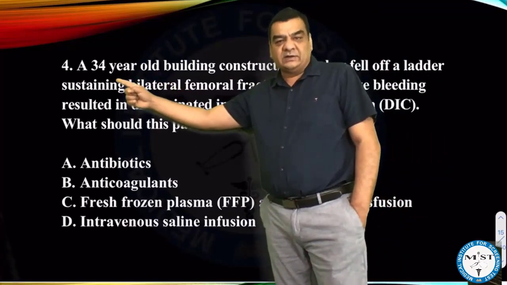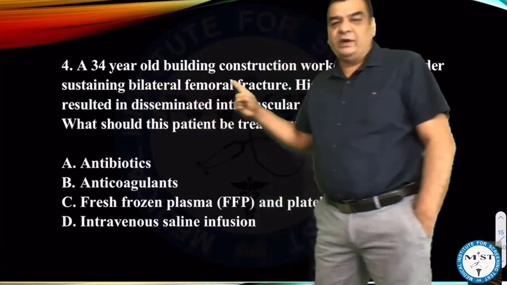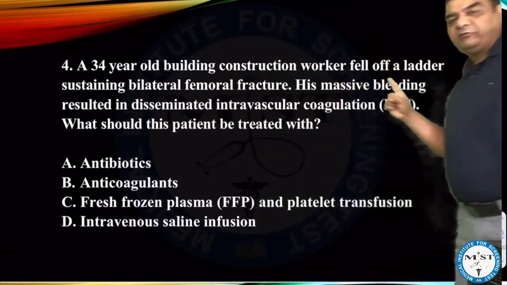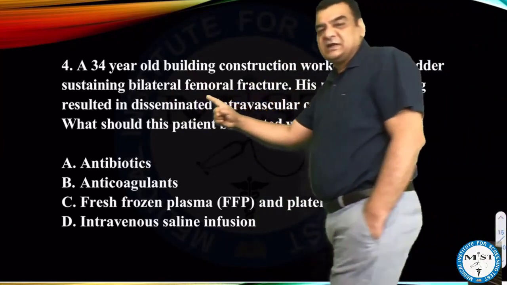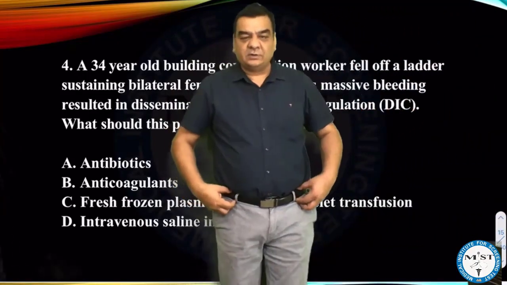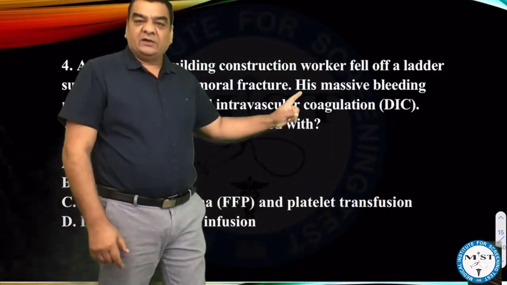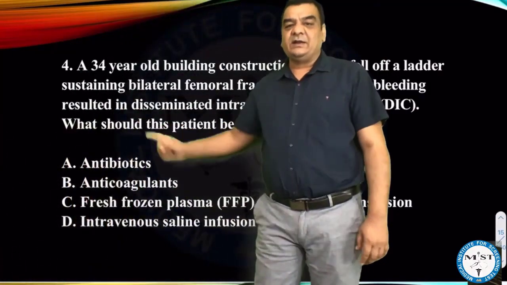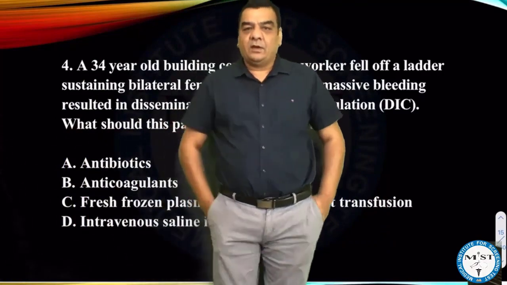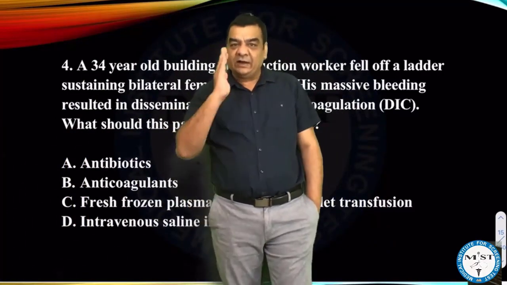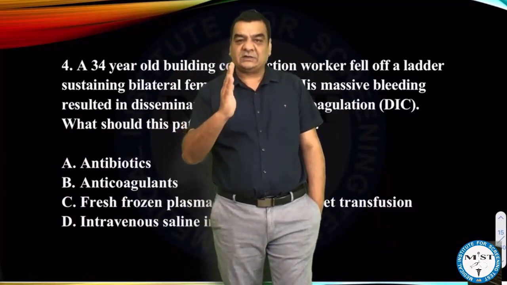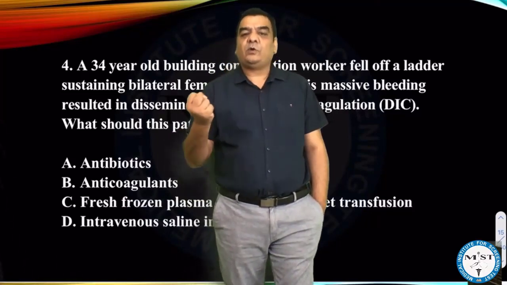34-year-old, okay, so that is, he's an adult, building construction worker, fell off a ladder, sustaining bilateral femoral fracture. Okay, so this is a case of femur fracture. His massive bleeding resulted in DIC. Now, basically, he is in DIC. That means there is a consumption coagulopathy.